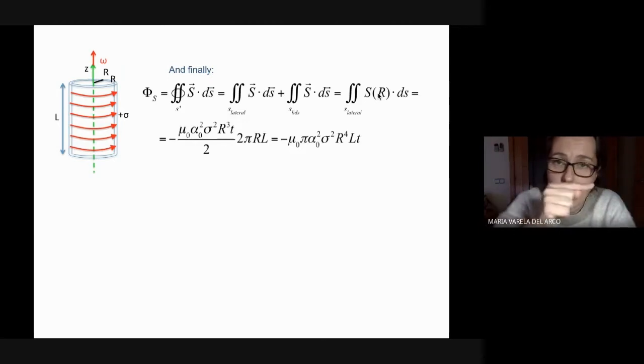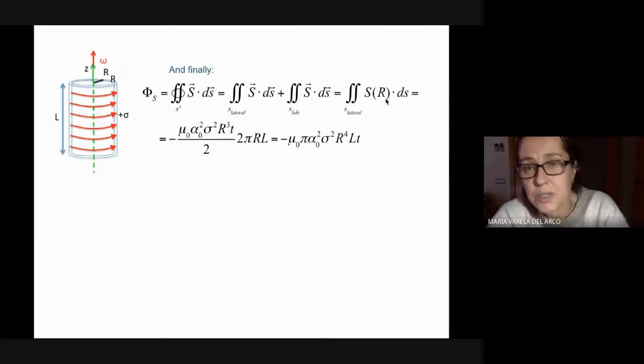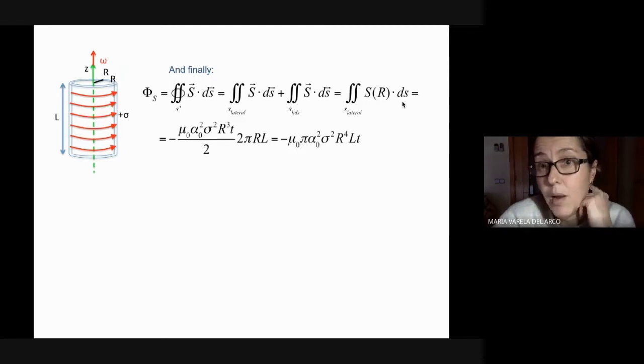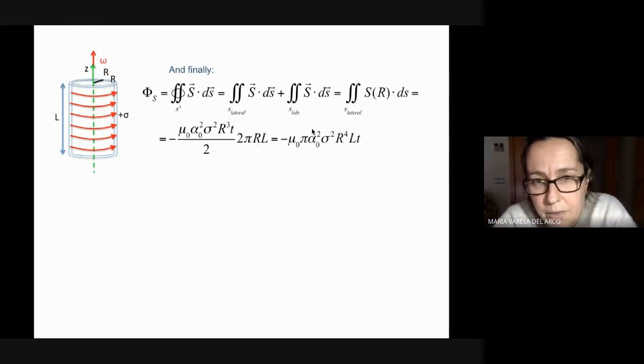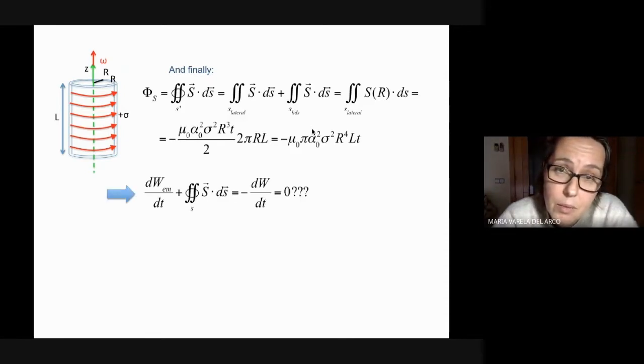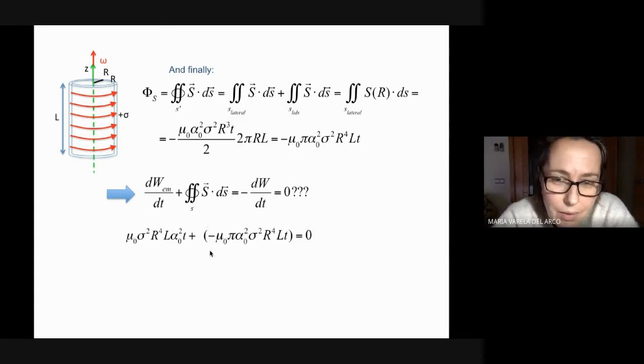And over there, dS goes like u_r, so the flux is pretty much just the modulus of S at capital R times dS, and then it's not difficult to see that this is just the modulus of the Poynting vector at capital R times the lateral surface, which is 2 pi capital R times L, the height of the cylinder, and this is what we get. So now we have the flux, we have the electromagnetic power. Does the theorem hold? Well, first of all, first term, electromagnetic power. That's what we got in the previous slide. Second term, flux of the Poynting vector, this one, right here.